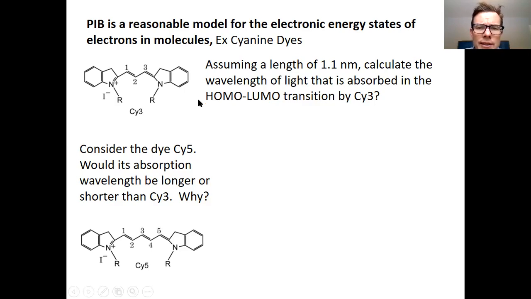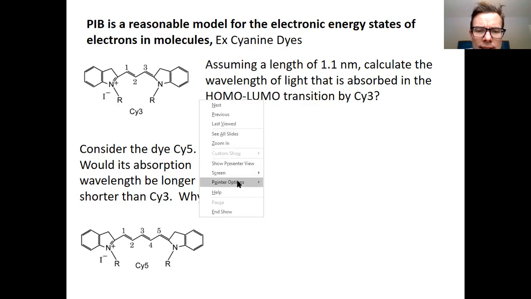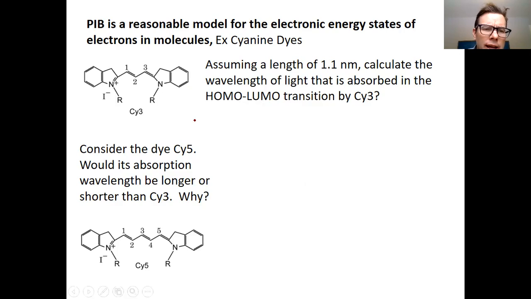So here's an example. This is a cyanide dye called Psi3. And it turns out that the energy levels arise from this conjugated pi backbone right here. So if I assume that this had a length of 1.1 nanometers, calculate the wavelength of light that is absorbed by the HOMO-LUMO transition. You can do this type of thing. Do it on the worksheet.